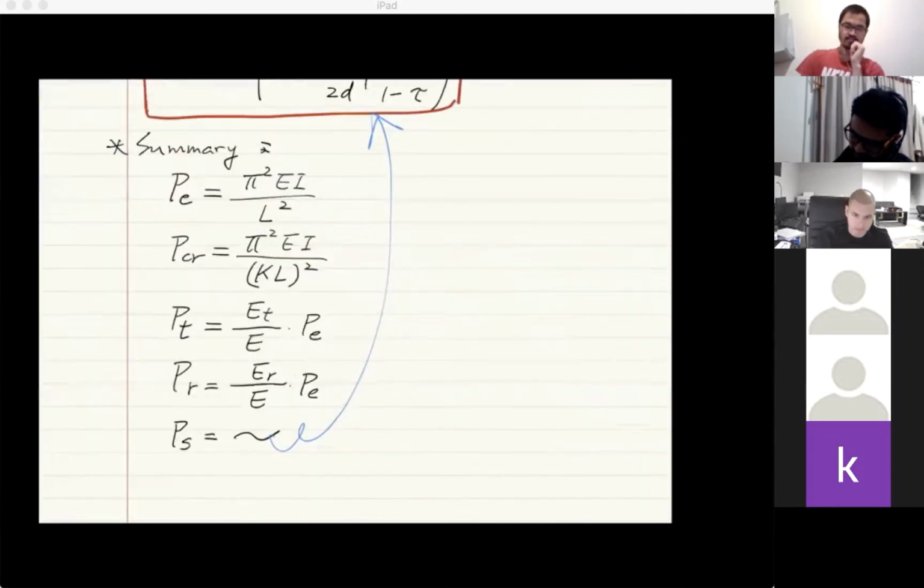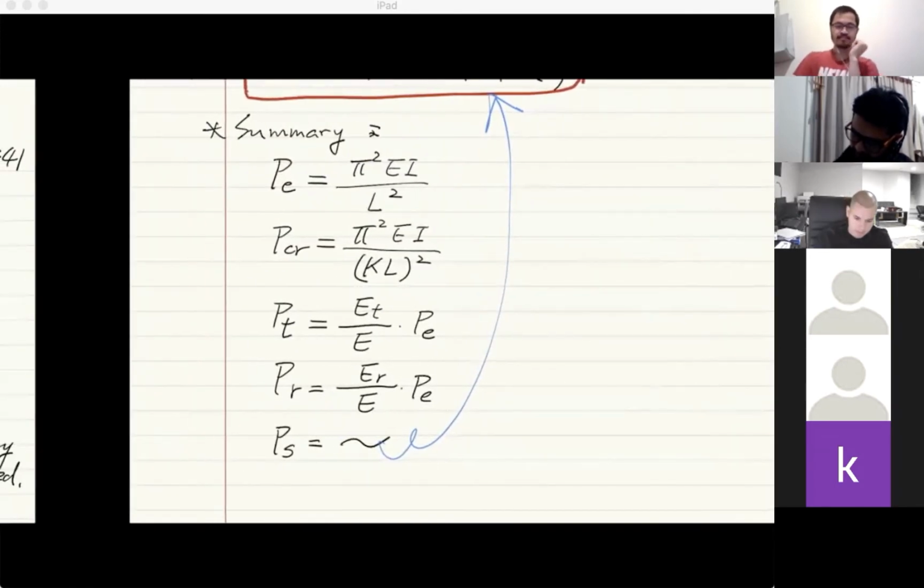So let's compare all these. First of all, PE and PCR are strictly applicable to elastic columns. There's no plastic behavior. It has to be elastic columns.